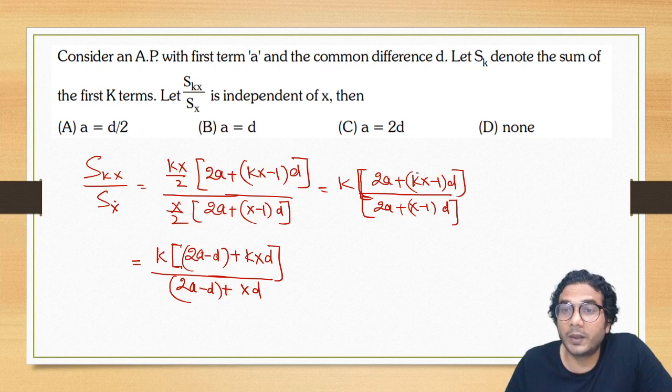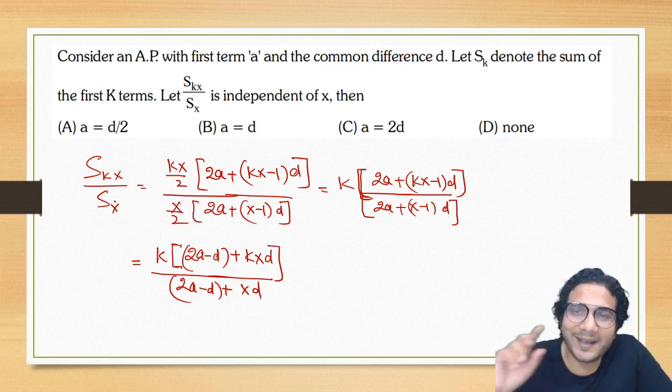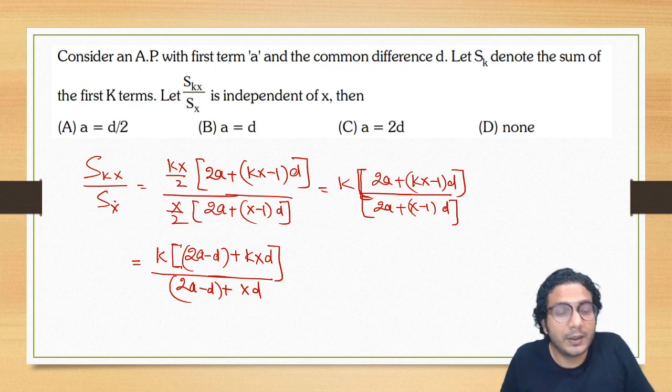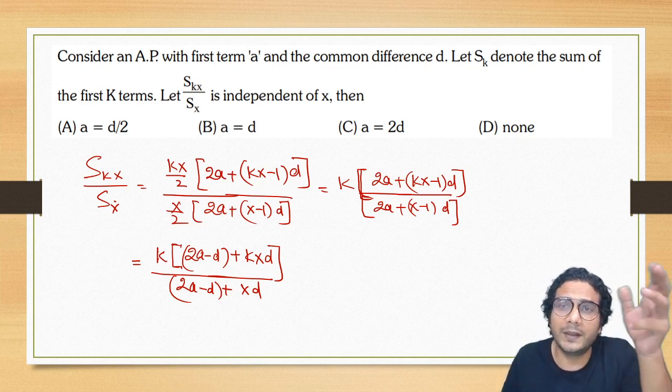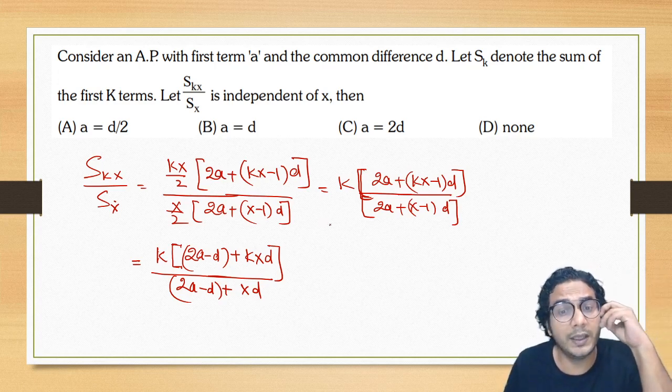You can't put, say, k equal to 1. Let's take k equal to k. You can't take 1. It should be true for any value of k. For k equal to 2, it should be true. For k equal to 3, it should be true. Because if you take k equal to 1, then Sx upon Sx is obviously independent. It is 1, right? So you can't put any fixed value of k in this. It should be true for any value of k, all right?